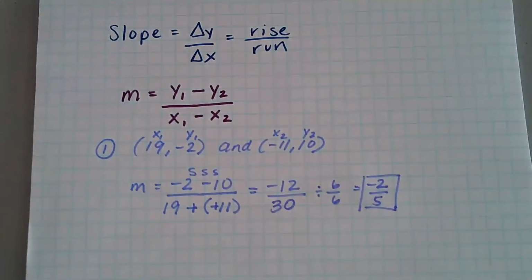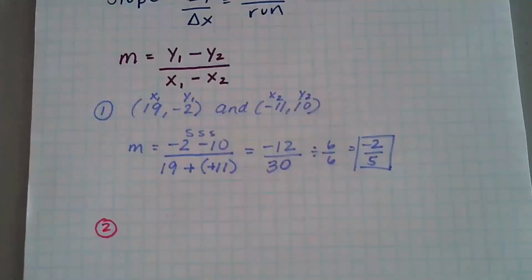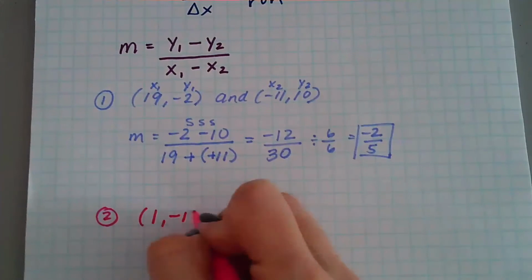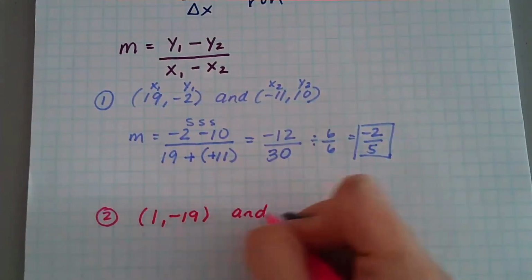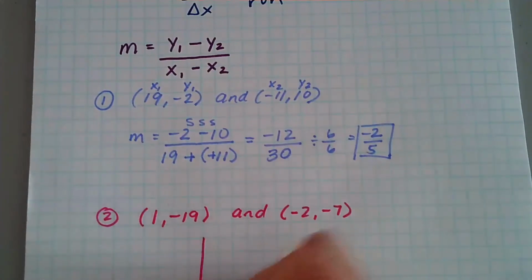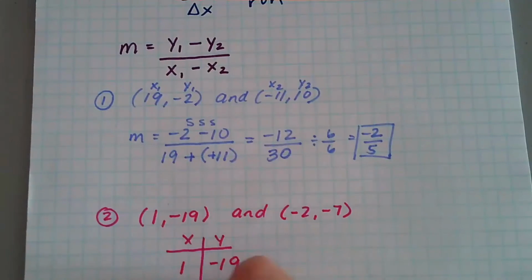Now, another method that you can use that I really prefer is a table. And so tables are really useful for all kinds of things. But say you're given the point 1, -19, and the point -2, -7. Now, I like tables. I'm going to put these points in a table, and I'm going to think about what the change in y is.